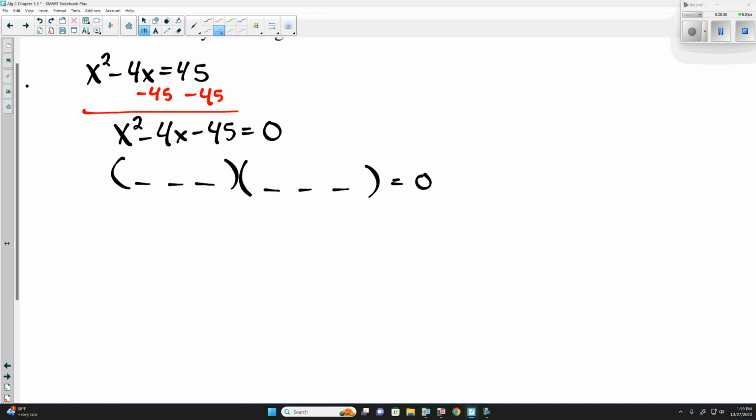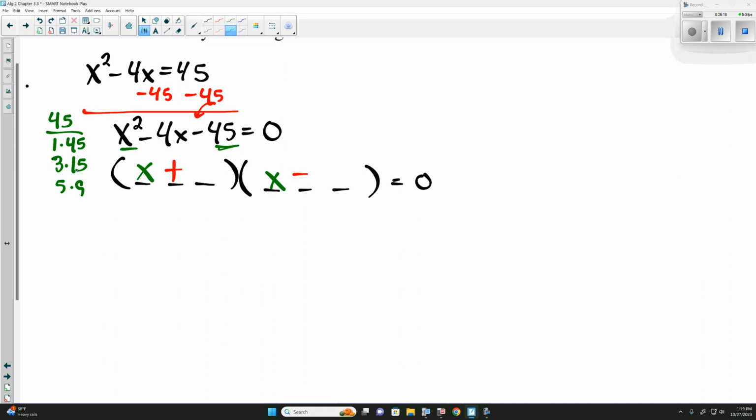Two sets of parentheses with three spaces. The sign of the third term. If it's positive, the signs are the same and match the sign of the middle term. If the third term is negative, our signs are opposite. So here the signs would be positive and negative. They'd be opposite. Now we need to find the factors of the first and third terms. Factors of x squared are x and x, factors of 45: 5 and 9, and 3 and 15.